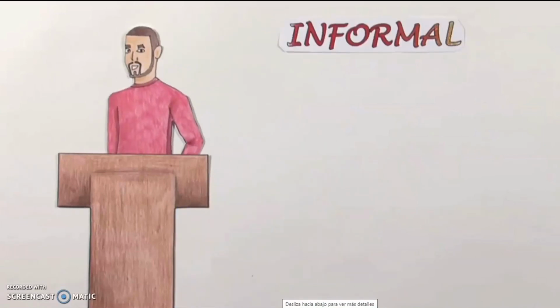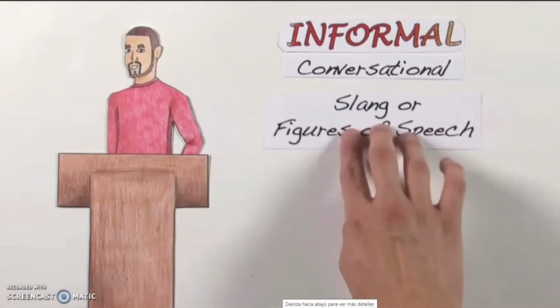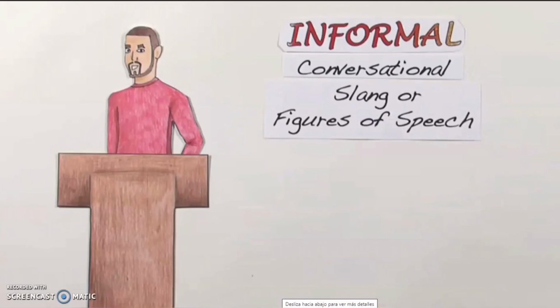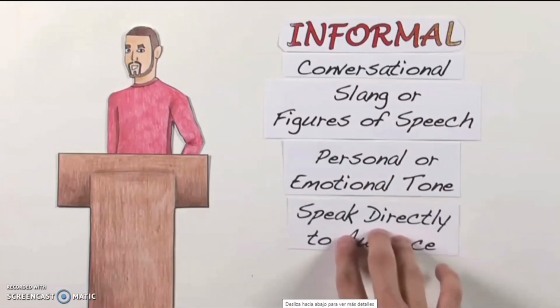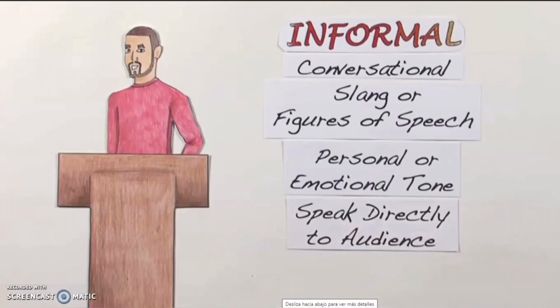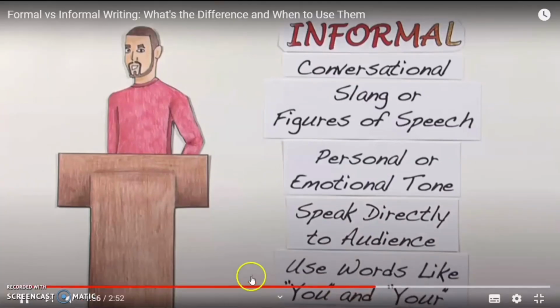All right. Hey, everybody. I'm informal writing, and I'm much more conversational than our former friend. Sometimes I use slang or even figures of speech. I like to include a more personal or emotional tone. I also speak directly to you, the audience, by using words like you or your. This is also what we were discussing earlier about the pronouns in the formal type of writing or speaking. The pronouns are not used directly.